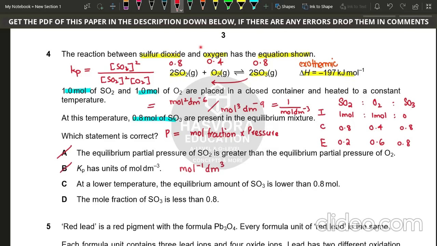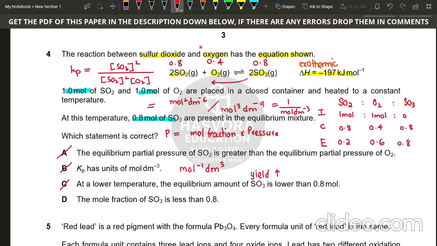Next, at a lower temperature, the equilibrium amount of SO3 is lower than 0.8 mol. Now I have told you that an exothermic reaction always favors the yield at lower temperature. So if there is a lower temperature, the equilibrium amount of SO3, which is actually your yield or your product, needs to increase. It will be greater than 0.8 mol, not lower than. So C will also be incorrect.